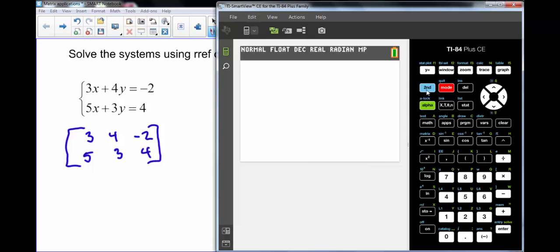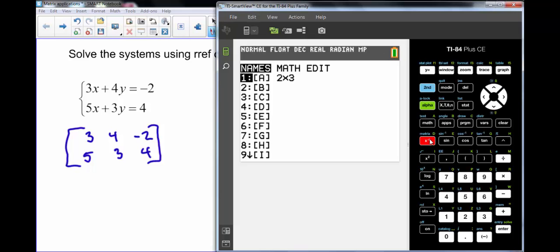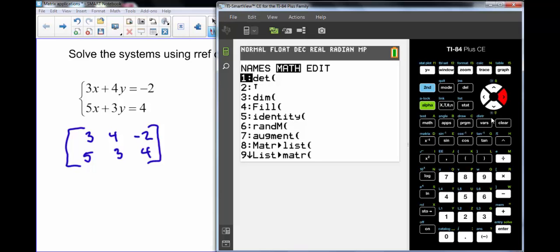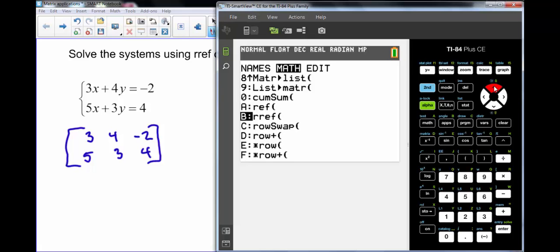Now perhaps kind of strangely we have to go right back to the matrix menu, so we'll go second matrix, but this time we're going to use the reduced row echelon form, RREF. Now we talked about row echelon form previously, where we were solving by hand, but now we're going to let the computer, the calculator, do the work.